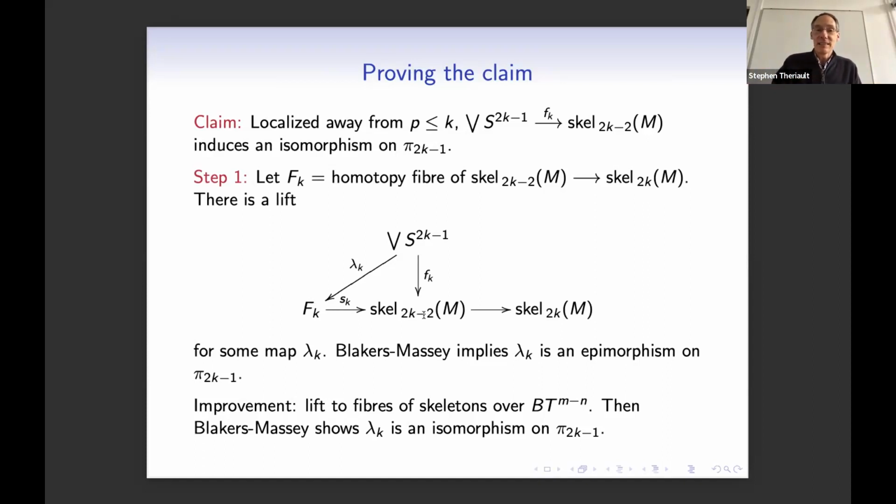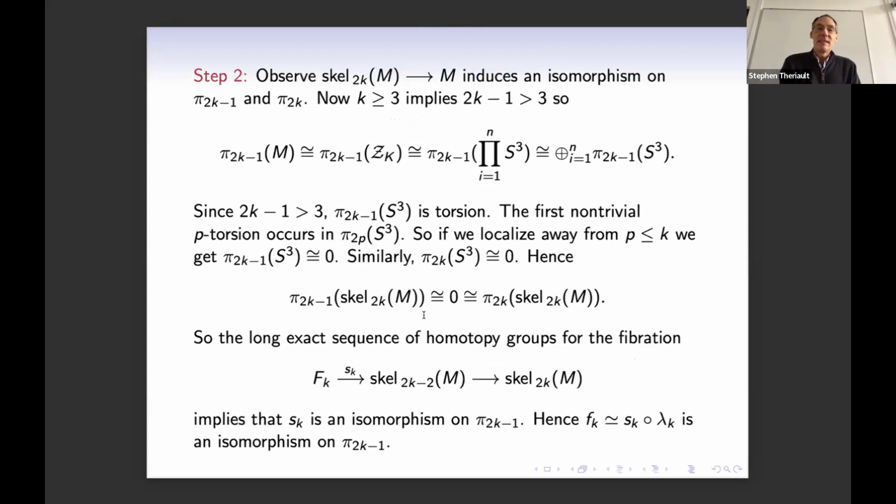I think the thing to take away from this is that it was working for all quasi-toric manifolds right up to the point where you had to deal with the 2k minus 1 and 2k homotopy groups of this 2k skeleton, right? So if you could control that in some way without localizing, then possibly you could improve this result. Or you could think of it another way.